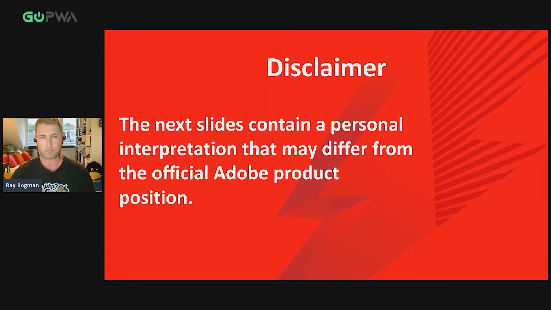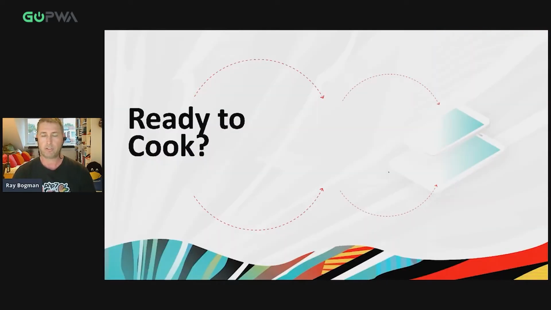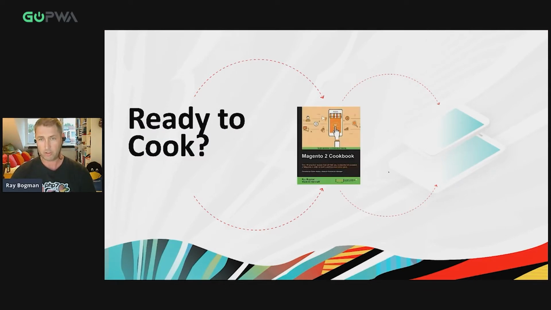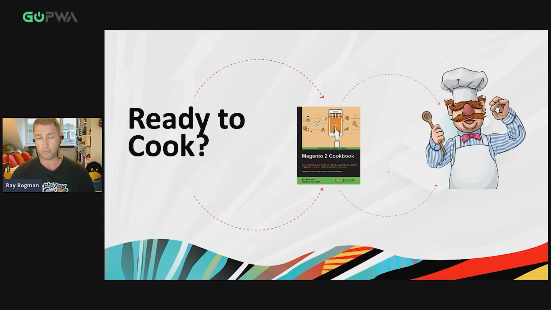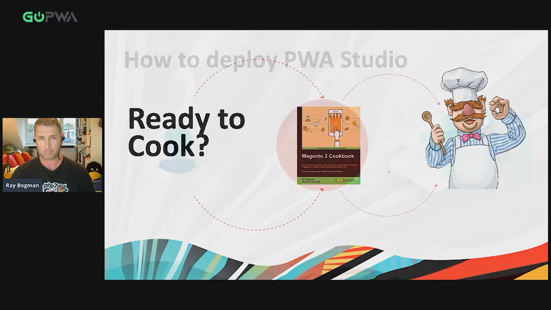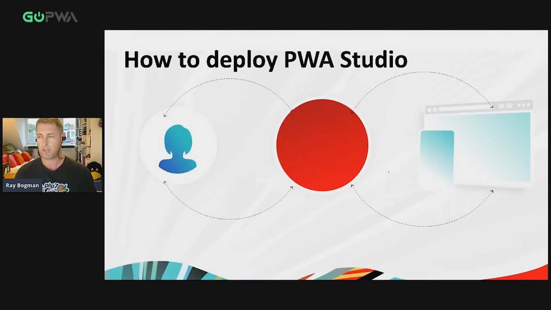A couple of years ago, when we started with Magento 2, I wrote a Magento 2 cookbook. And this is not the story about the cookbook, but I wanted to create some stories on how to do things. Well, this is exactly the same story. How do we deploy PWA Studio on ECS AWS? So let's start cooking.